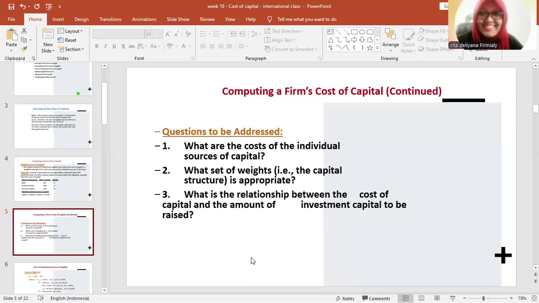Remember that one. What is the relationship between the cost of capital and the amount of investment capital to be raised? I've already mentioned this before. A high cost of capital represents a high level of risk, and technically the company does not like risk. If it's too much, it gives a bad signal to the company. That's why the cost of capital should be decreased, to reflect the efficiencies within the organization.